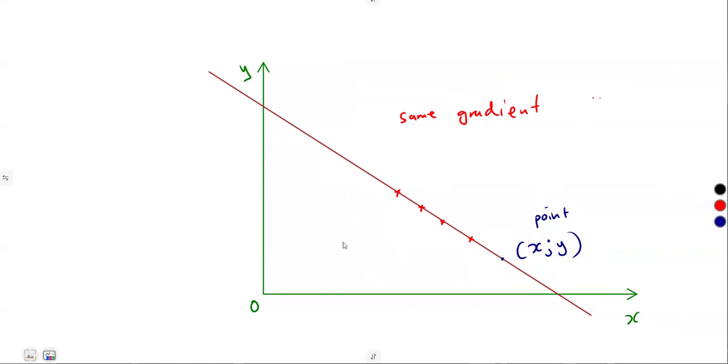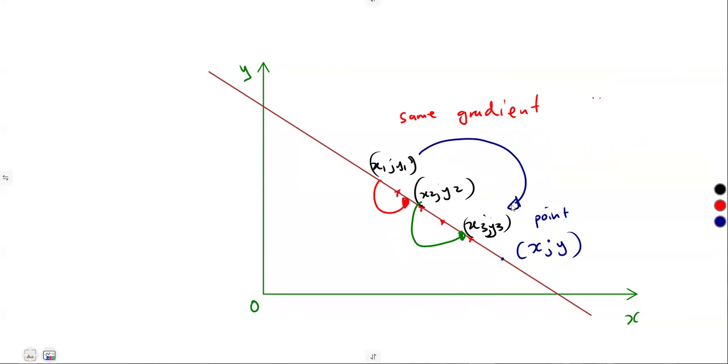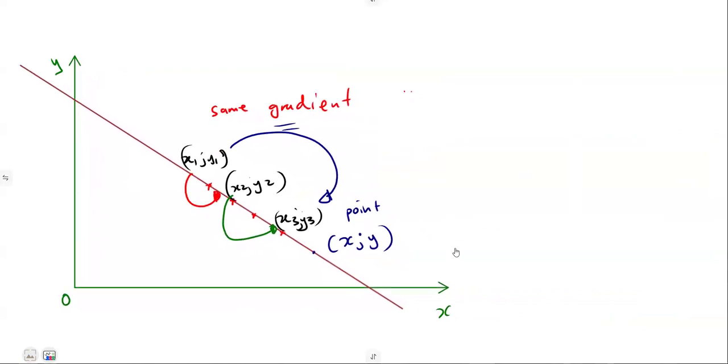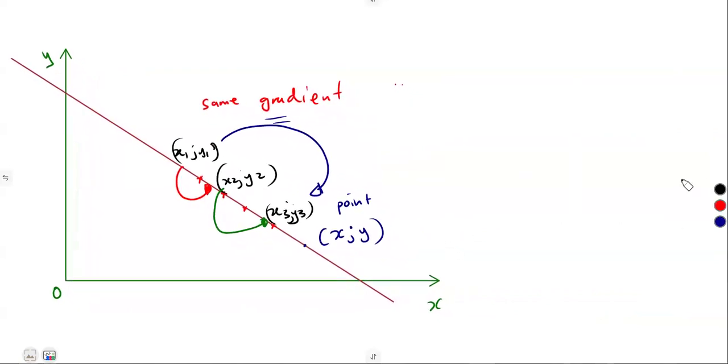So using any points which lie on this line, if we've got the point x1, y1, another point x2, y2, and another point x3, y3, and we use two of these points to calculate the gradient, we are going to obtain the same answer as someone who used two other points. It is the same throughout. So this can be used in other calculations.